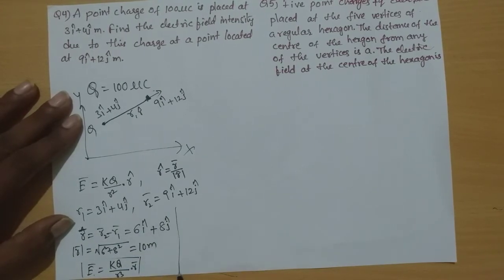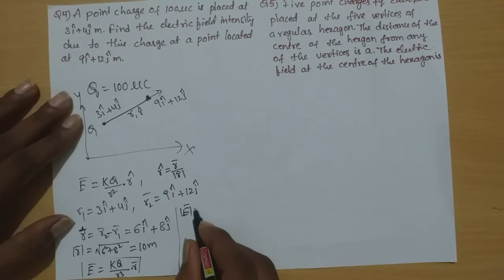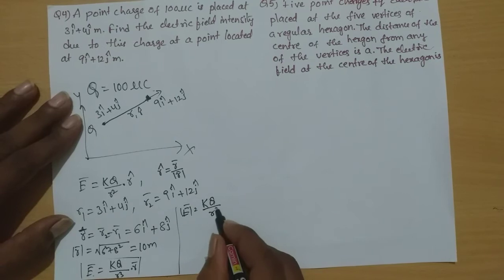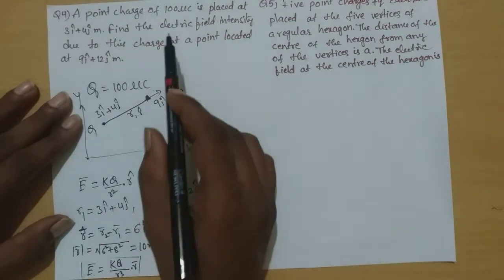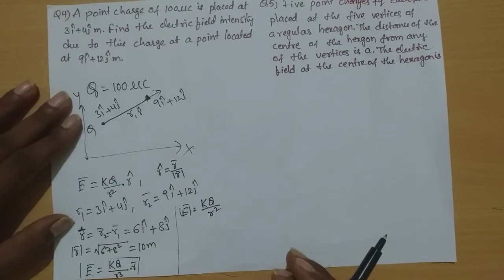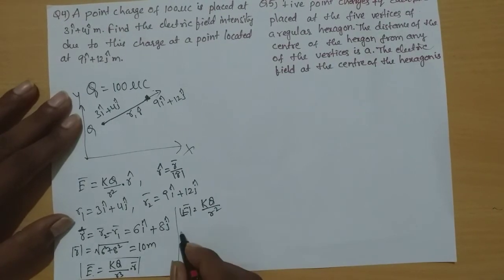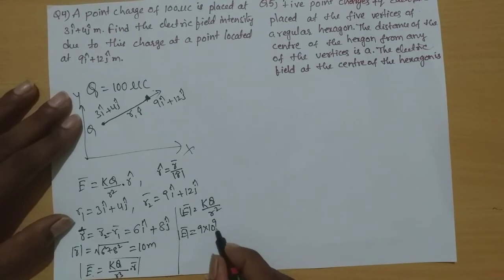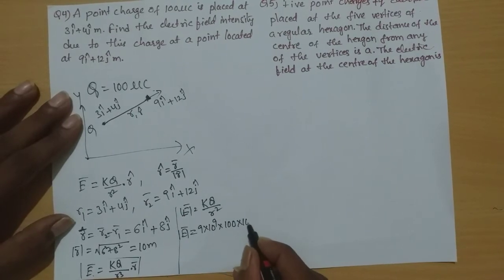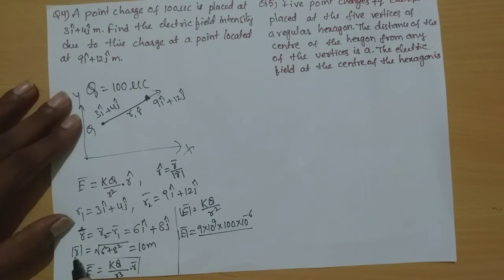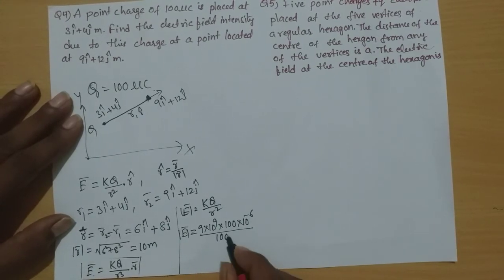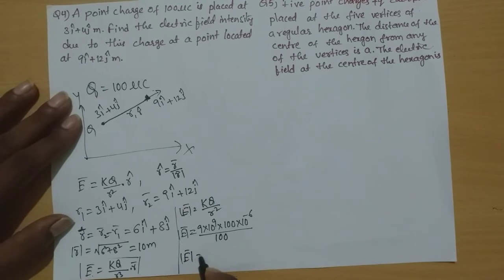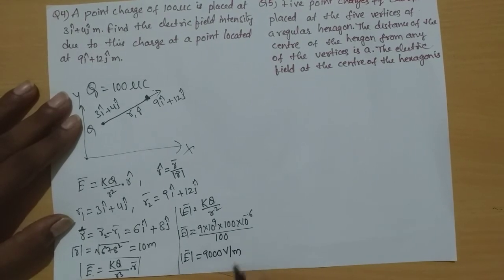If they ask only the magnitude, the magnitude formula is k into q by r square. This formula gives only the magnitude. According to this question, the options are given as values only, not in the form of vectors. So I am finding the magnitude only. Magnitude equal to k, which is 9 into 10 power 9, q is 100 microcoulombs, 100 into 10 power minus 6, by r square. The magnitude of r is 10, so r square means 100. So the answer: the magnitude of the electric field equal to 9 into 10 power 3, which is 9000 volt per meter. Okay, in this way.